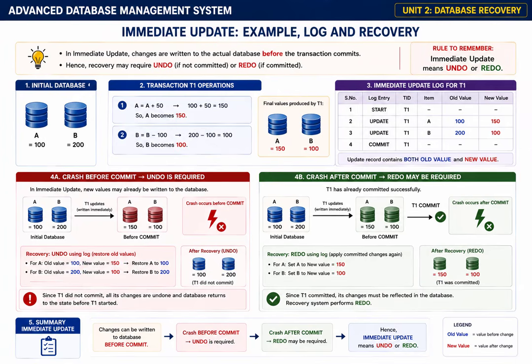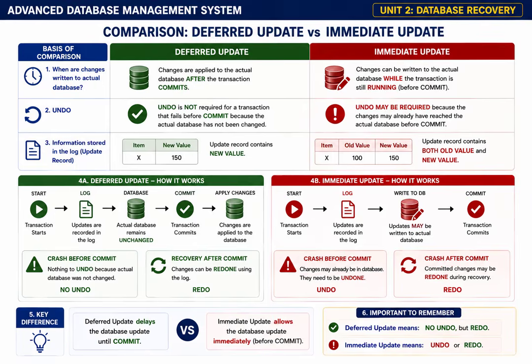Therefore, after recovery, A equals 150 and B equals 100. So in immediate update, depending on where the failure occurs, we may need either undo or redo. And this is why we summarize immediate update as undo or redo. Now, let us compare deferred update and immediate update carefully.